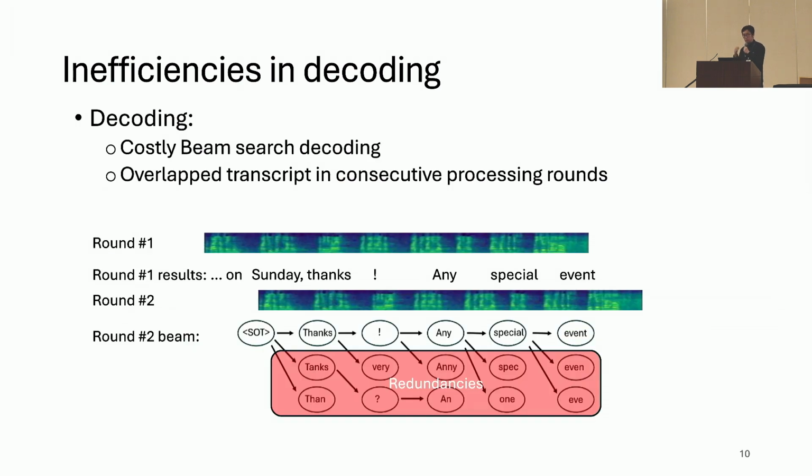And also, there are inefficiencies in the decoding process. As we mentioned, the common approach for speech processing decoding is beam search decoding, and we will develop a few hypotheses in parallel, and this introduces more computation. And in streaming speech processing with a sliding window audio buffer, in consecutive rounds, there is a large overlap in the input audio. As a result, there will also be a large overlap in the transcription result. As shown in the figure below, compared to the first round result, in the second round decoding, the earlier tokens are just the same. And as a result, the red part of the computation is actually redundant.